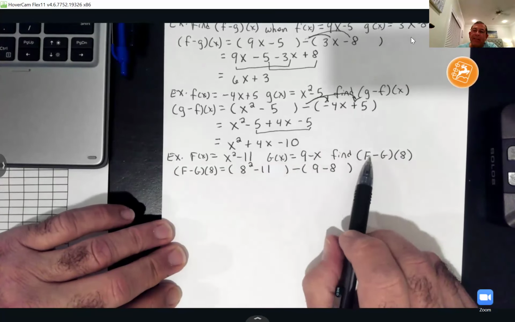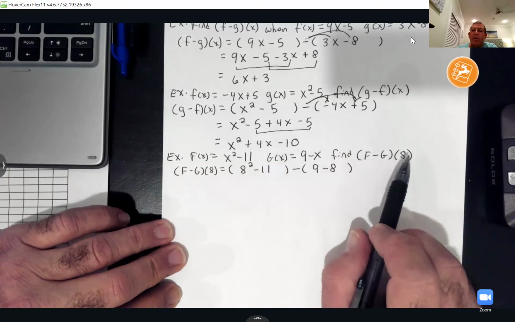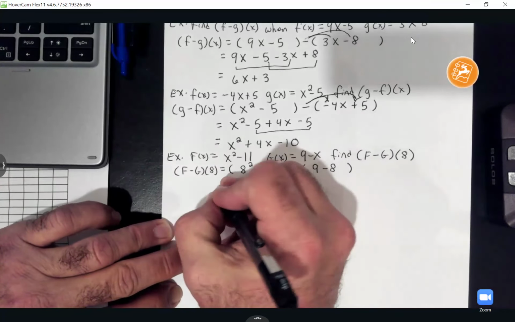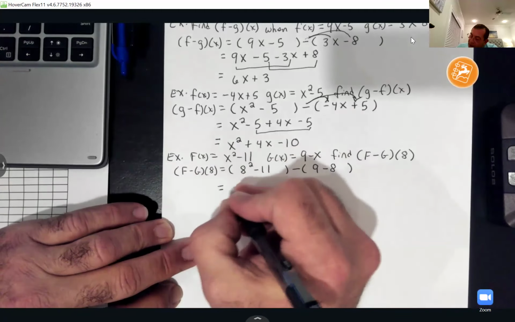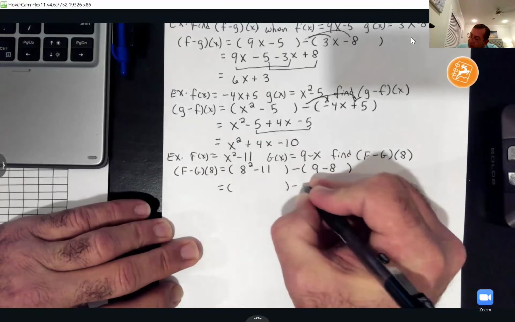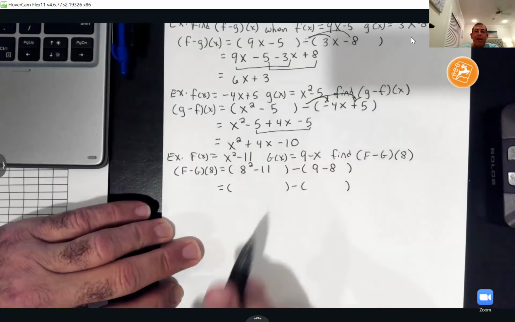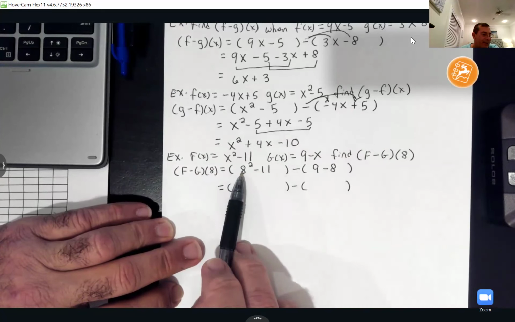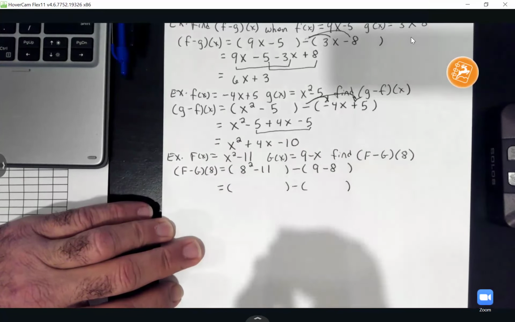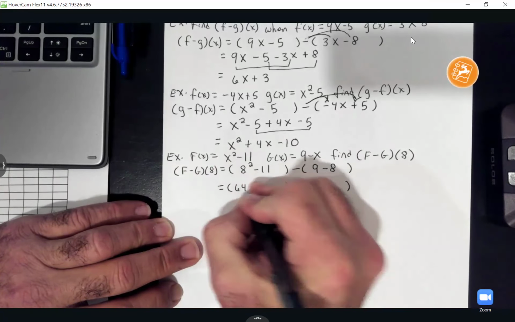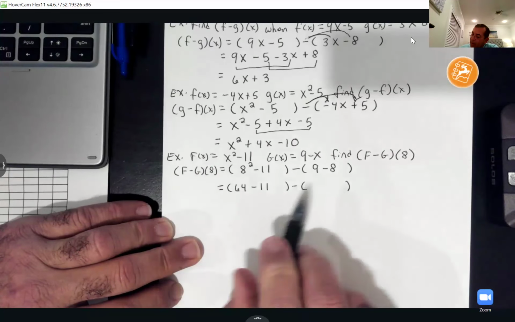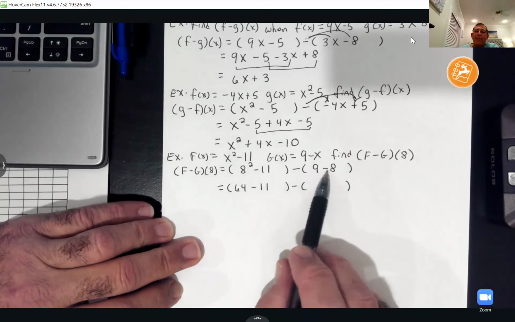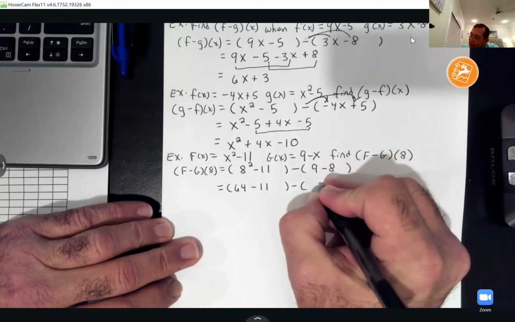Okay, so this is basically shorthand letting us know that we're putting the 8 into everybody's x's. Order of operations, hit that exponent first. So you've got an 8 times 8 sitting there, and that's 64 minus our 11. And there's only one thing to do over here, and that's subtract. So 9 minus 8 looks like a 1.